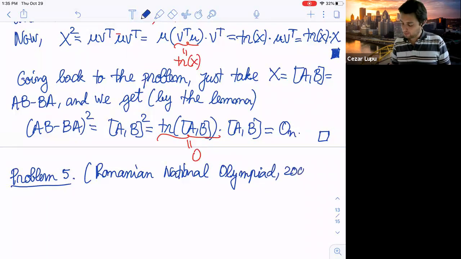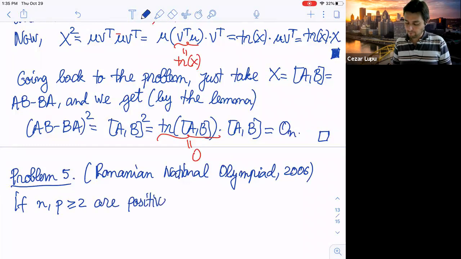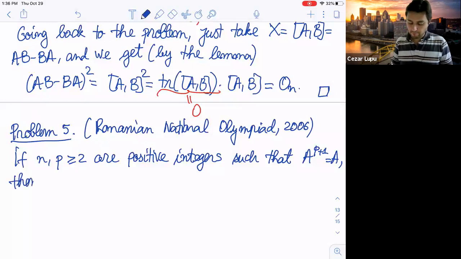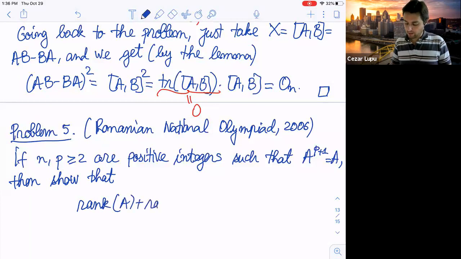Back in 2006, whatever, which says the following: if I have two positive integers n and p, greater or equal than 2, such that A to the power p plus 1 equals A, then show that the rank of A plus the rank of the identity minus A to the power p is n. All right.